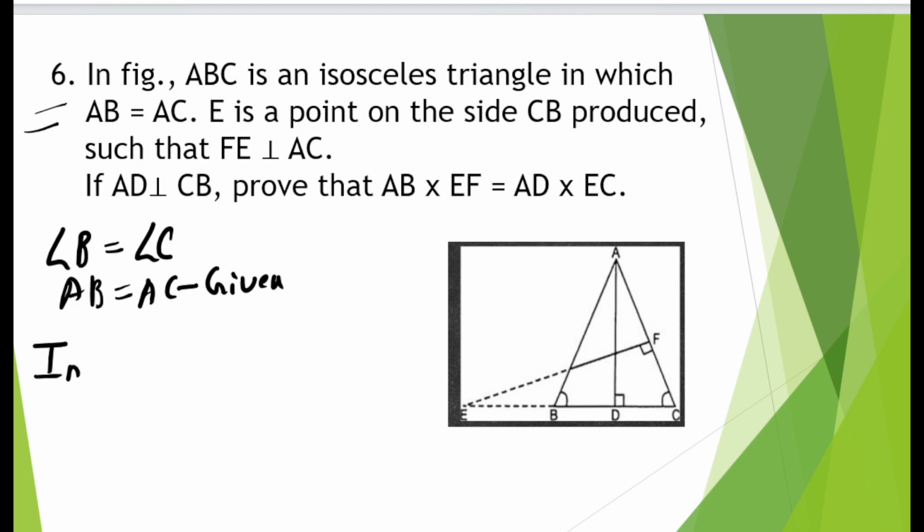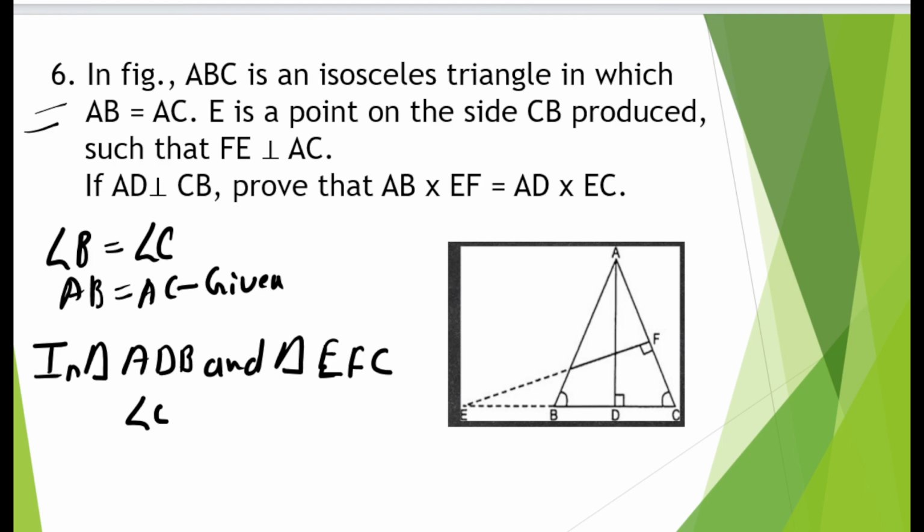In triangle ADB and triangle EFC, we know that angle B equal to angle C. Because look here, triangle ABD, here angle B equal to angle C. In this triangle ADB, angle B, and in this triangle EFC, angle C are equal.